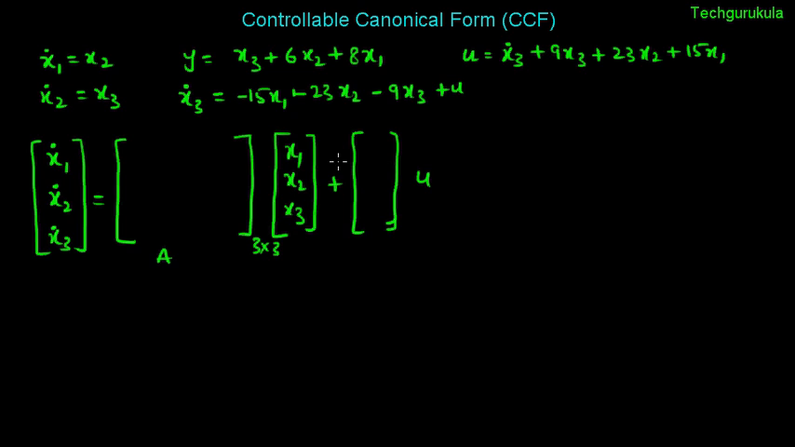or even u, which means x1 dot with respect to x1 is 0, and as x1 dot is equal to x2, we have 1, and it doesn't depend on x3, so 0, and x1 dot doesn't depend on u as well, so 0. Now let's write for x2 dot. x2 dot is equal to x3, which means it doesn't depend on x1, doesn't depend on x2, and it is equal to x3, so we have 1 here, and it doesn't depend on u as well, so 0.